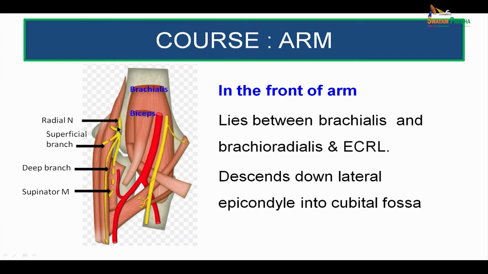Having reached the front of the arm, just anterior to the lateral condyle, it lies at the lateral aspect of the cubital fossa, where it lies between the brachialis on the medial side, and brachioradialis and extensor carpi radialis on the lateral side. So, this is how we see it against the lateral epicondyle in the cubital fossa.